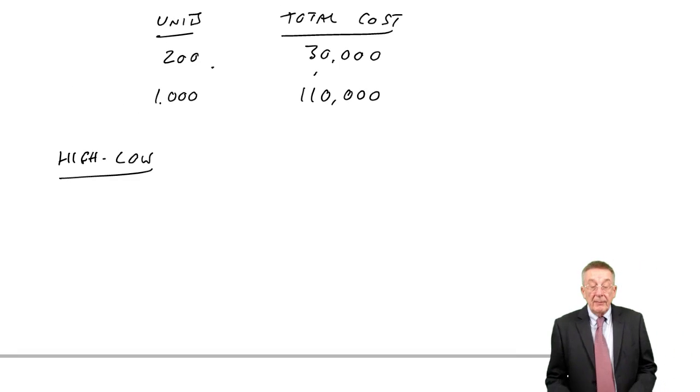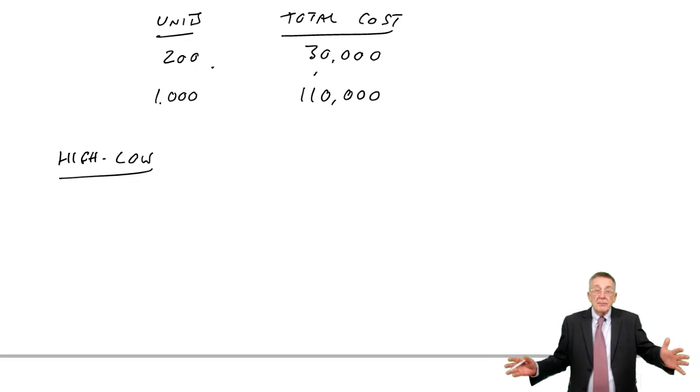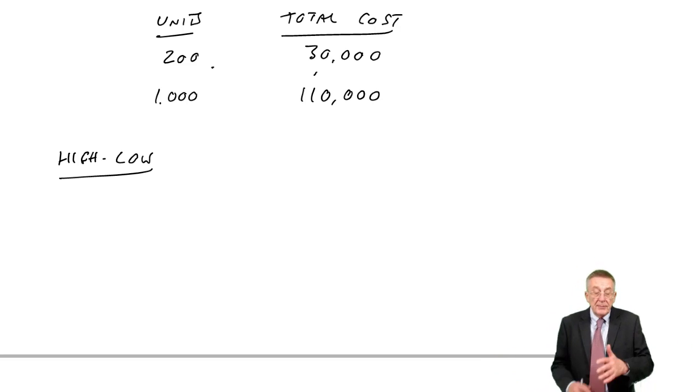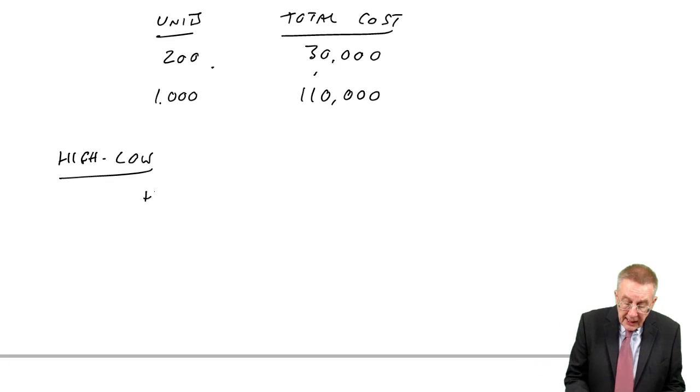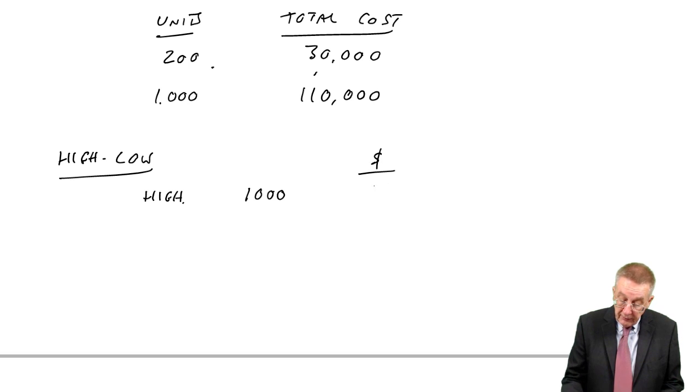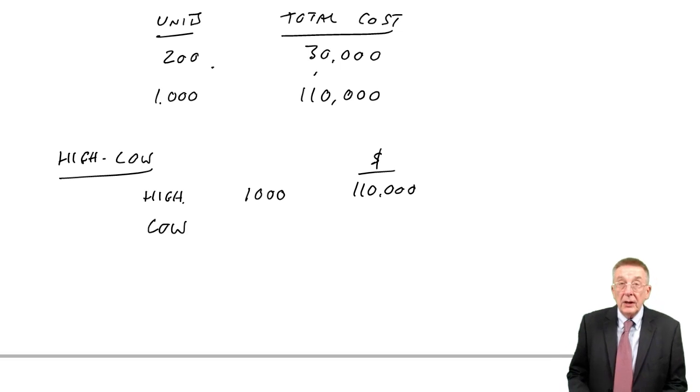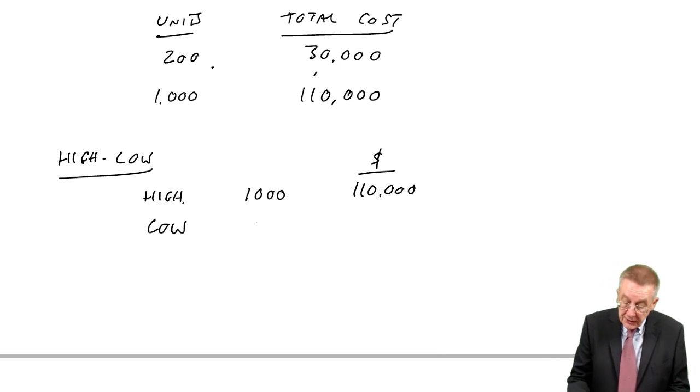And what we do is this. We've only got 2 months there. It wouldn't matter. We'll look at this again in a later chapter. It wouldn't matter how many months we've looked at. But we take the high one, 1,000 units at a cost of 110,000. We take the lowest one, and the lowest one is 200 units, and the cost was 30,000.